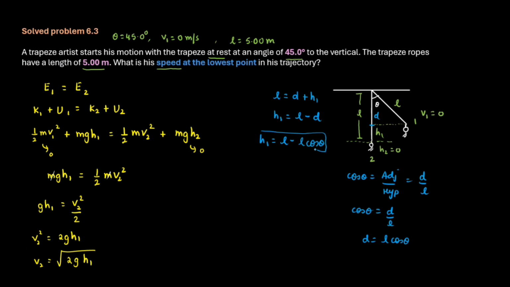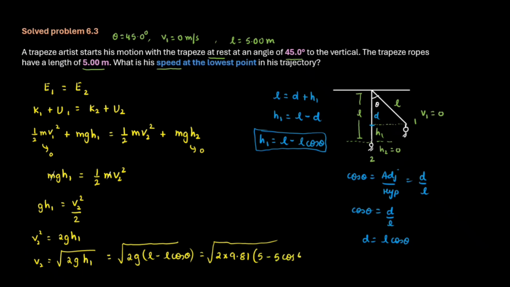So let's substitute this in our expression for velocity. We get velocity v2 equal to the square root of 2 g times L minus L cosine theta. Now let's substitute the numbers. g is 9.81, L is given as 5, the length of the string, minus 5 cosine of the angle 45. And when you solve this, you get the velocity of the trapeze at the lowest point to be equal to 5.36 meters per second.